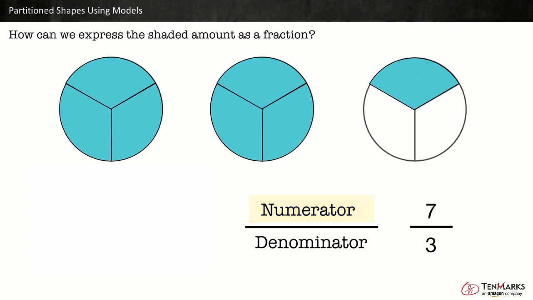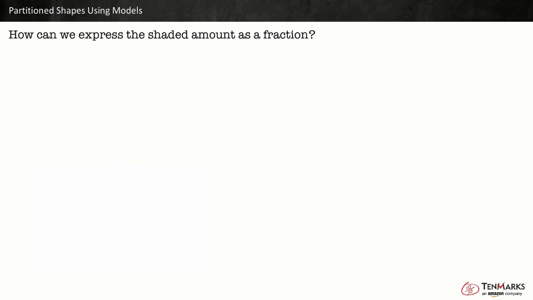The 7 shaded parts is the numerator, and the 3 parts in each whole is the denominator. The fraction that represents the shaded part in this model is 7/3. Let's try one more example so you can practice naming fractions when there is more than one whole shown.